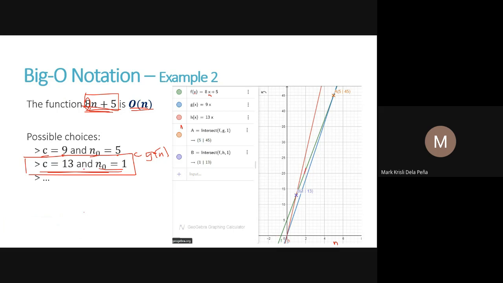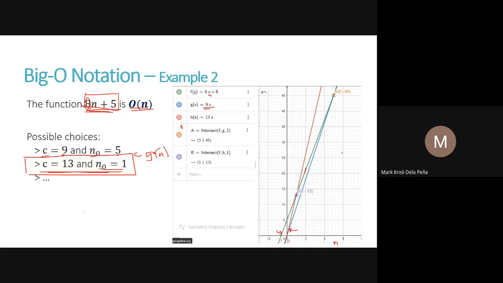And again, if you look at the first choice, c is equal to 9 and n sub 0 is equal to 5. That's here. Now this is our c g of x, or just say g of x, that's 9x. Now this is, again, our original function, and this is our first choice for the big O notation.